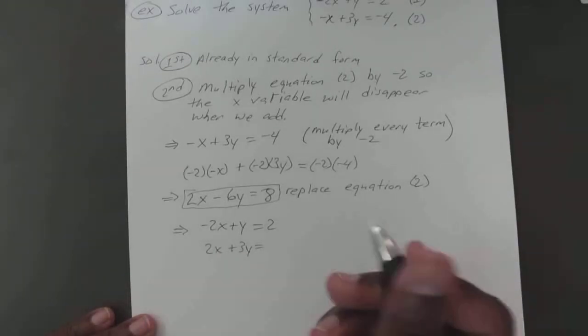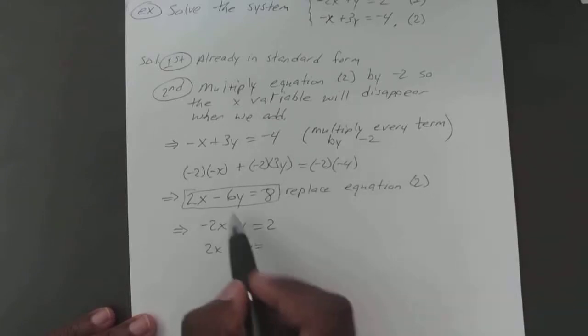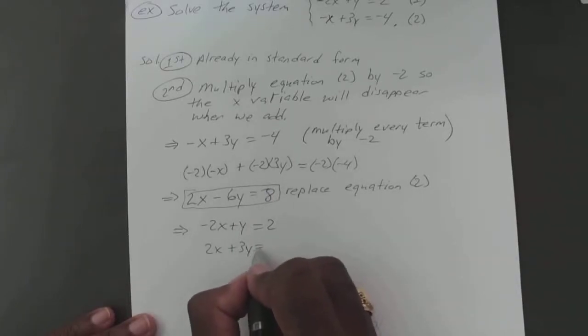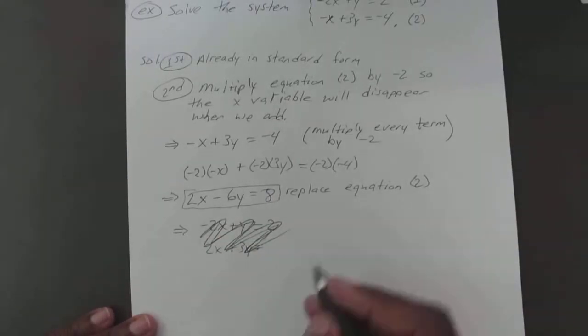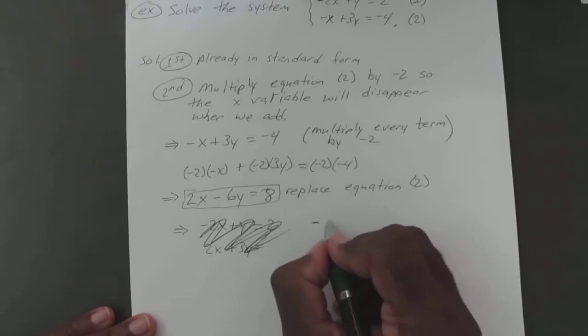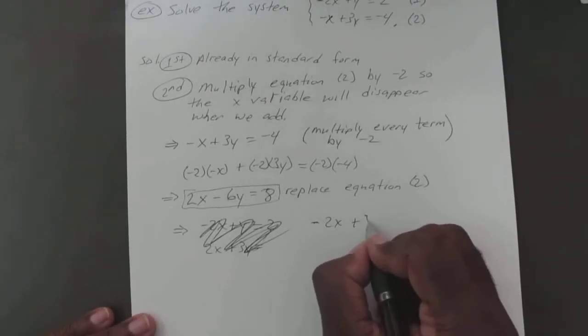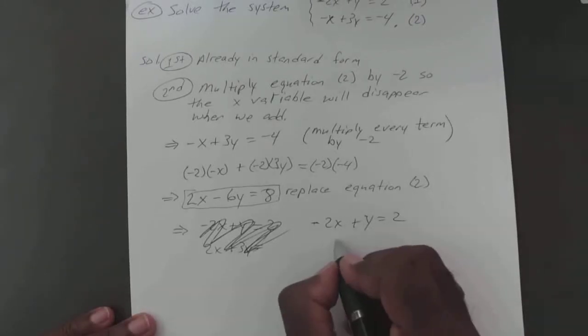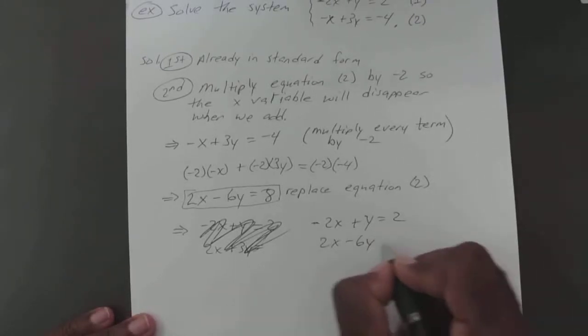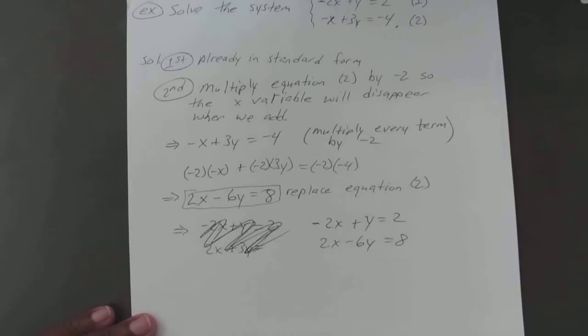plus 3y. Sorry about that. 2x plus, where'd it go? Oh, minus 6y. Oh, I'll rewrite it. One thing about drawing in pen. Negative 2x plus y equals 2. 2x minus 6y equals 8.